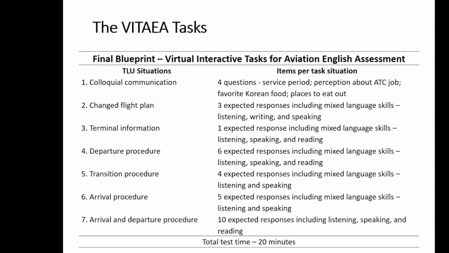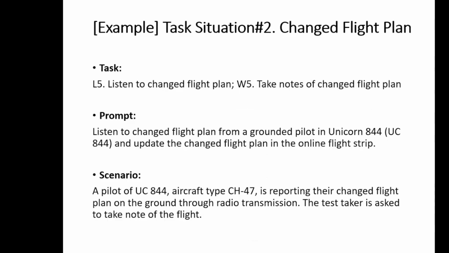I came up with this final blueprint of 7 target language use situations, including specific task items per task situation. So, for example, number 2, change its flight plan. It includes 3 expected responses, including mixed language skills, focusing on listening, writing, and speaking. So this is an example of task situation number 2, change its flight plan. The task includes listening task number 5, listen to change its flight plan, and writing task number 5, take note of change its flight plan.